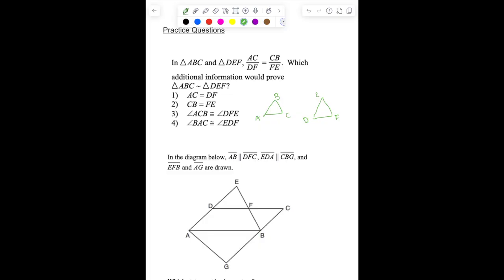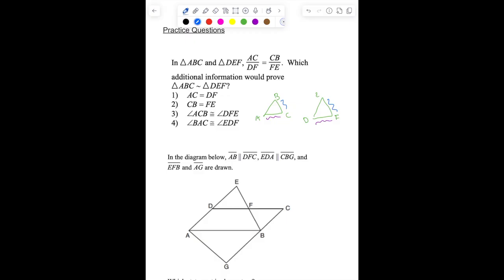So now that we have our two triangles drawn, they're telling us that the ratio of AC over DF, so here's AC and here's DF, is equal to the ratio of CB over FE. So CB is over here and FE is over here. So that's giving us two pairs of proportional corresponding sides already. So what could help us prove these triangles similar is if we were given another pair of proportional sides, AB and DE, and that would be SSS, or if we were given the angle that's in between the two proportional sides that we already have.